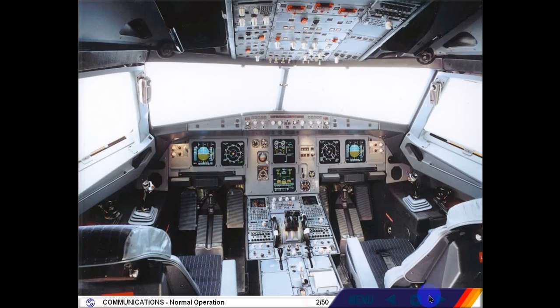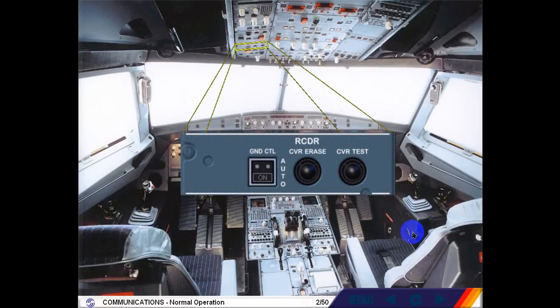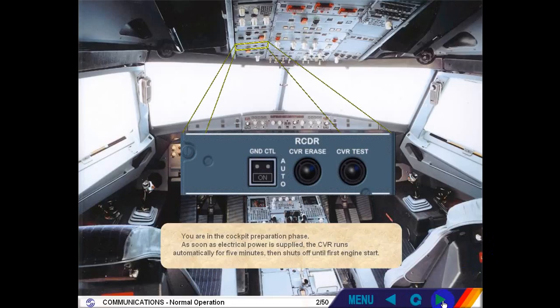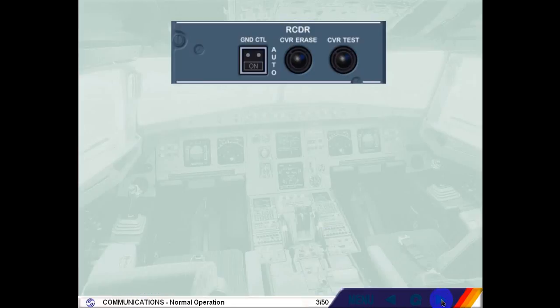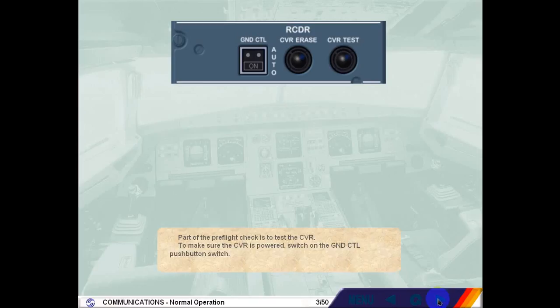You are in the cockpit preparation phase. As soon as electrical power is supplied, the CVR runs automatically for 5 minutes, then shuts off until first engine start. Part of the pre-flight check is to test the CVR. To make sure the CVR is powered, switch on the ground control push button switch. Energize the CVR.